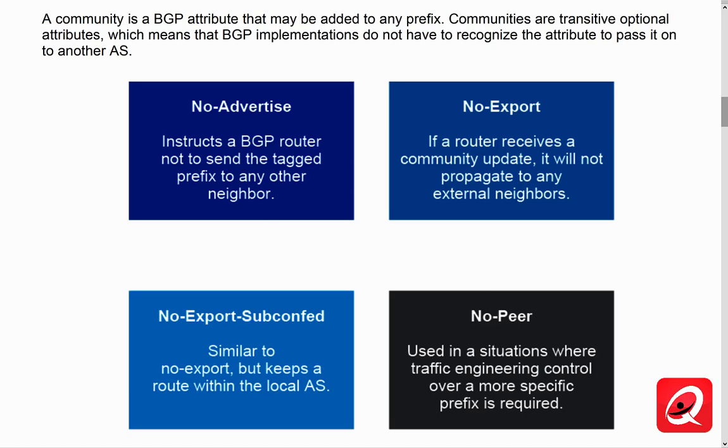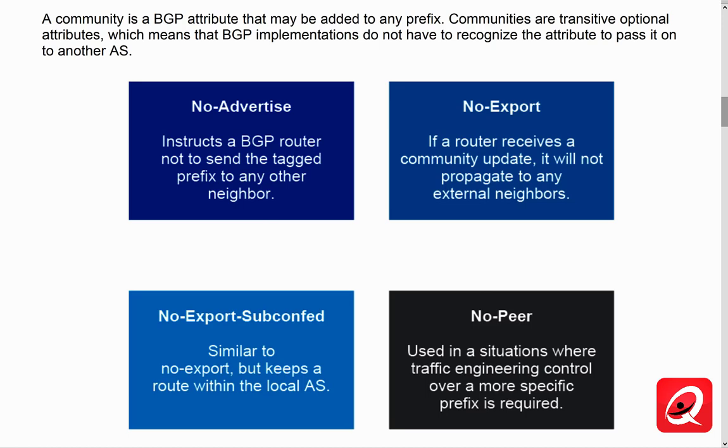But again, it is an optional transitive attribute, so we can't guarantee that those community strings are going to be used by other autonomous systems when they're processing the routing information. Any BGP router can then filter routes, either incoming or outgoing, or select routes based on that community information. By default, communities are stripped in outgoing BGP updates. That's why I mentioned that you have to enable that feature on Cisco routers.